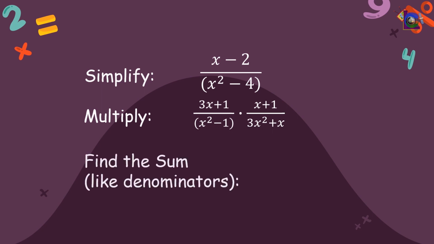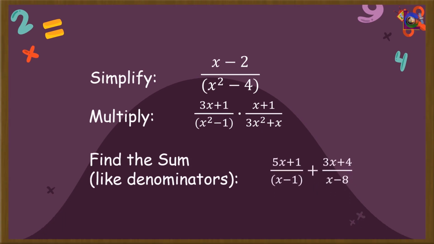Number 3. Find the sum of the rational expressions with like denominators. 5x minus 1 over x minus 8 plus 3x plus 4 over x minus 8.